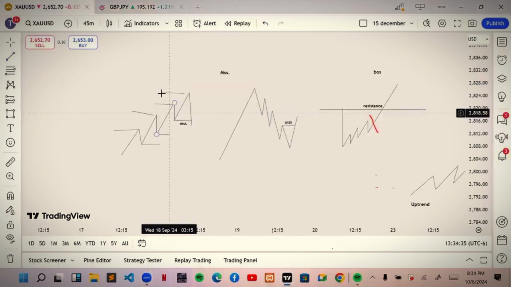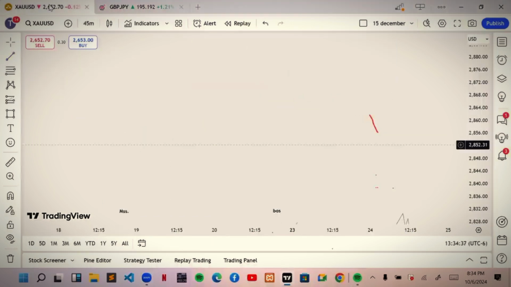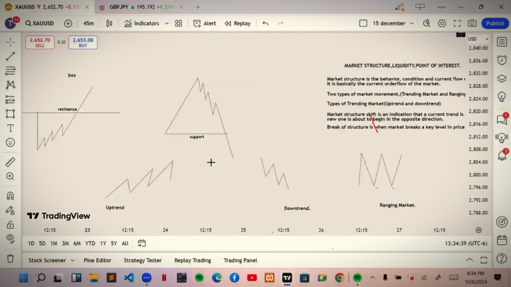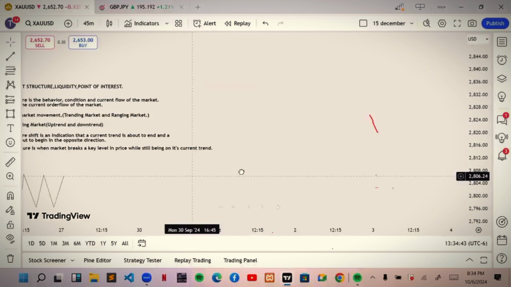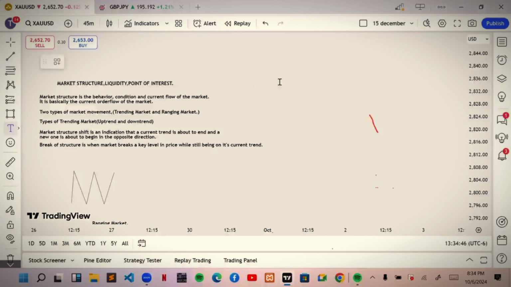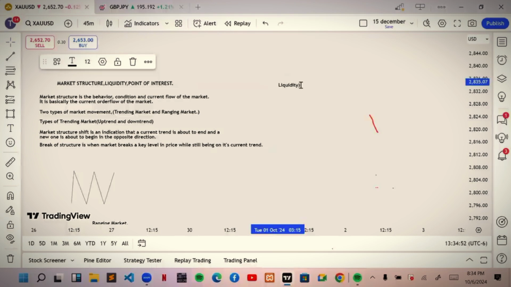Now it's time to move on to the liquidity part of the strategy. So liquidity. What I use as my liquidity for taking my entries is inducement. That's what I use as my liquidity.